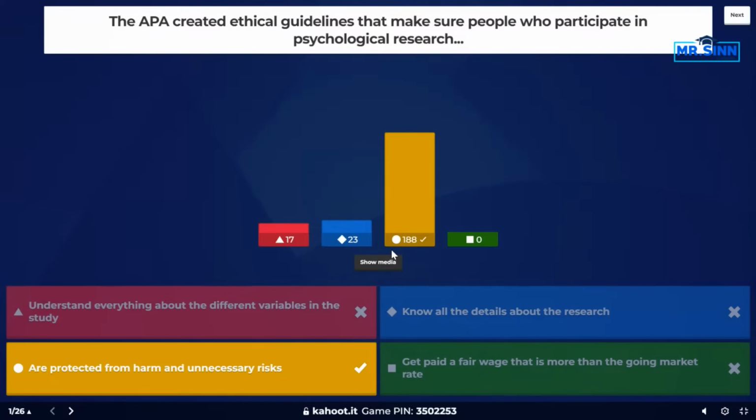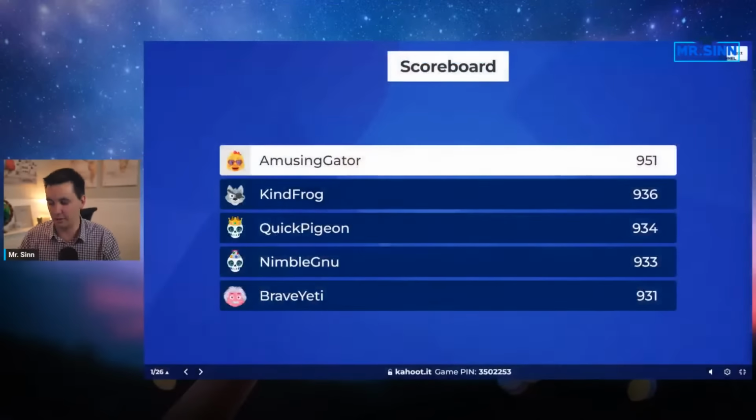Awesome. Majority of people got it. It is to protect people from unnecessary risks. So the whole goal here is to make sure that participants are being treated fairly and that we don't have any risks that don't need to be had. Obviously, there's always risks whenever we're doing anything. So there are some things that can happen, but the goal is to try and minimize that whenever possible. All right, let's check out our leaderboard.